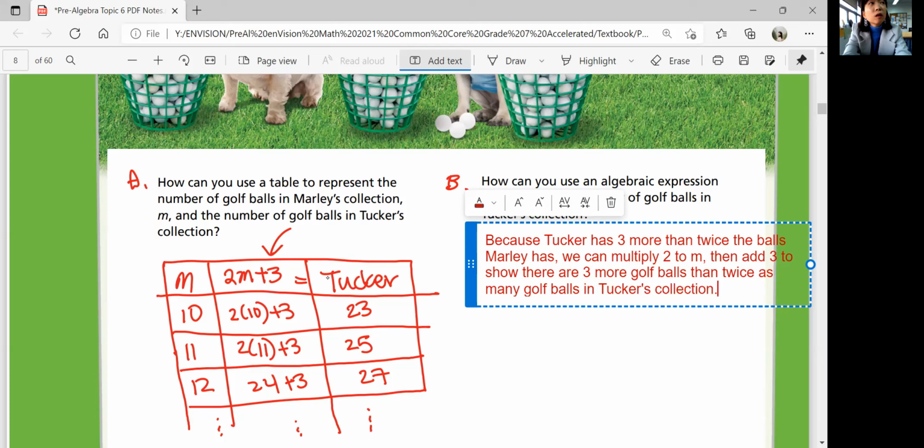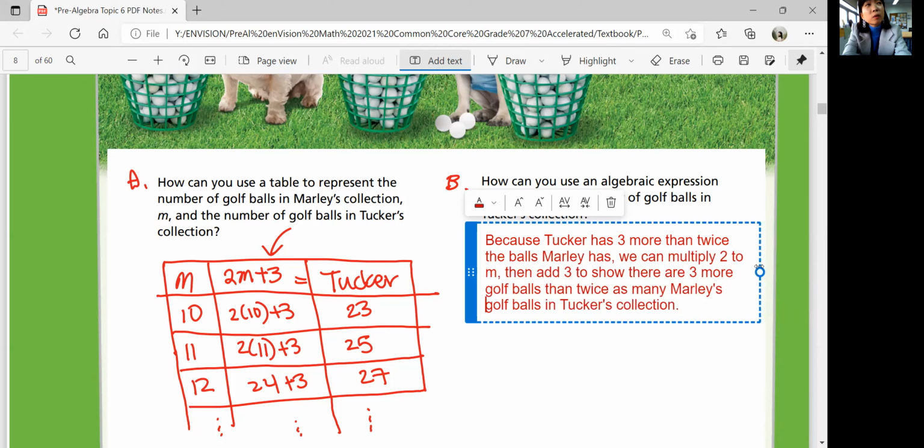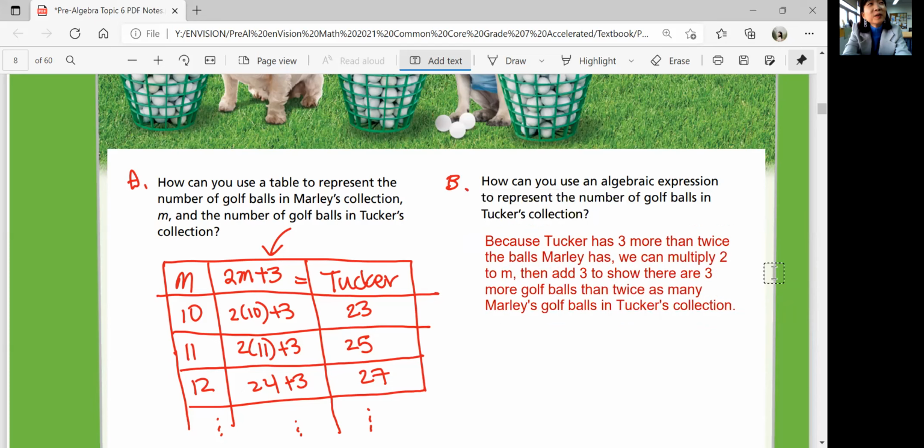Twice as many as Marley's balls in Tucker's collection. I hope the wording is not as confusing as it looks. Because Tucker has 3 more than twice the balls Marley has. That's the given information, right? We can multiply 2 to m because that's twice as many, and then add 3 to show there are 3 more golf balls.